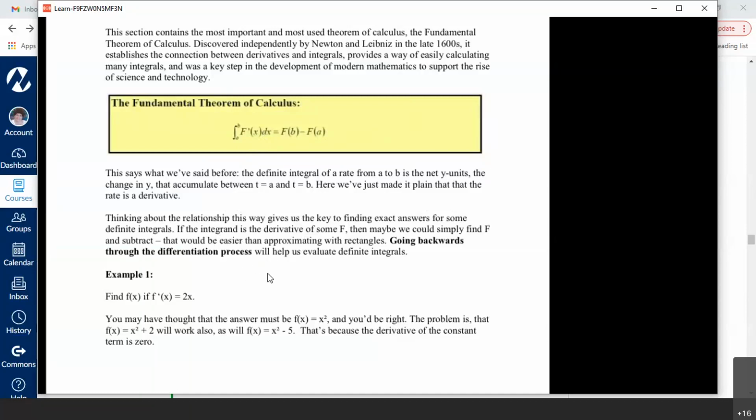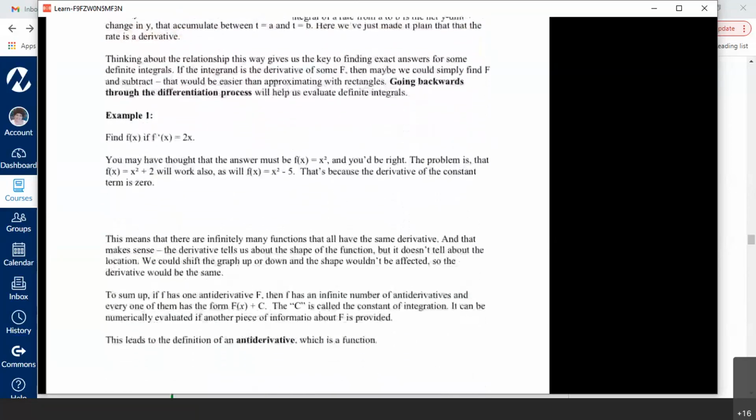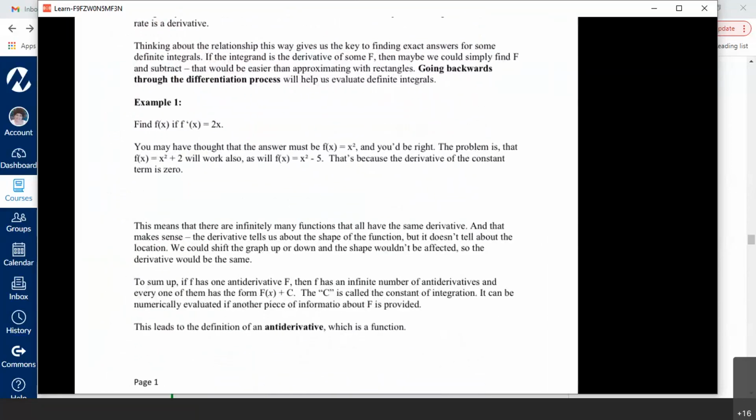So basically, if we could figure out a way to get this function f without the prime, that'd be a whole lot easier than approximating with rectangles. So again, it's going backwards through the differentiation process. That's essentially what we're doing. We're undoing differentiation. So let's take a look at some examples. If you know that f prime of x is 2x, find f of x.